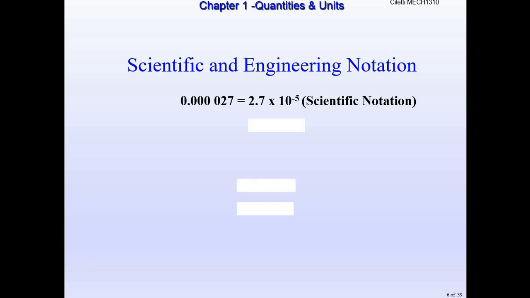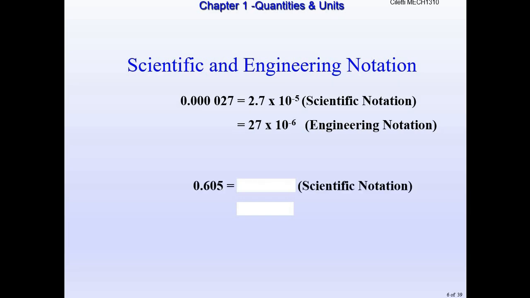So we're moving it 3 places to the right, so we'll move it 1, 2, 3, so that'll give us 0.027, which doesn't work, right? We have to be between 1 and 999. So we've got to move it 3 more to the right. So we're going to get 27 times 10 to the minus 6. Remember, it's minus because it's less than 1, and we're moving the decimal to the right, so we're going to have a negative exponent. Okay?